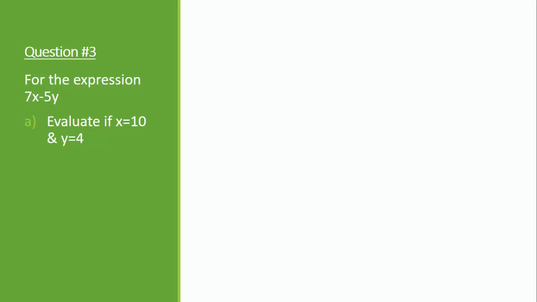Question number 3. For the expression 7x minus 5y, evaluate if x is equal to 10 and y is equal to 4. Well, what we're going to do in this case is simply take our expression, 7x minus 5y, and evaluate it. We're going to do the math if we plug in those values for x and y. So our expression becomes 7 times 10, which was our value of x, minus 5 times 4, the value of y, and we do the math. That's 70 minus 20, or 50. So 7x minus 5y equals 50 when x is equal to 10 and y is equal to 4.